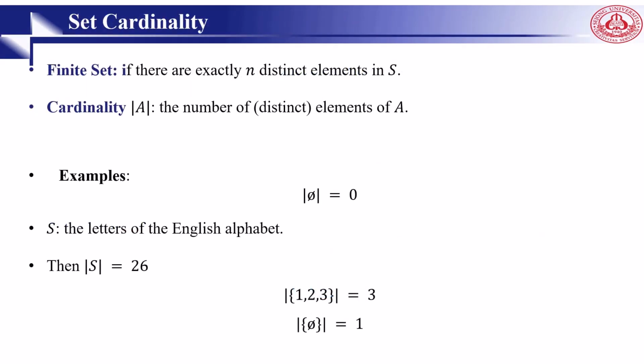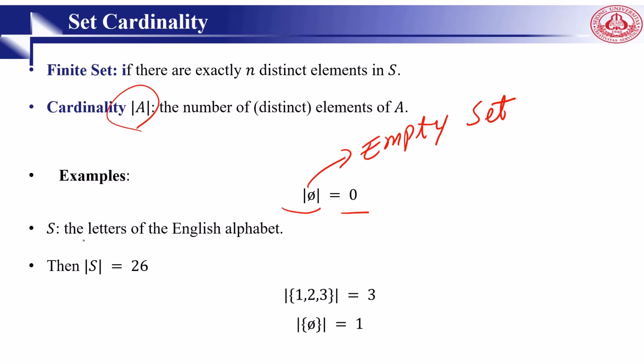Here is the definition of set cardinality. If there are exactly n distinct elements in S and n is a non-negative integer, we say that S is finite. Otherwise, it is infinite. The cardinality of a finite set A, which we show like this, is the number of distinct elements of A. The cardinality of phi is 0. This is the empty set. Cardinality of phi is 0.